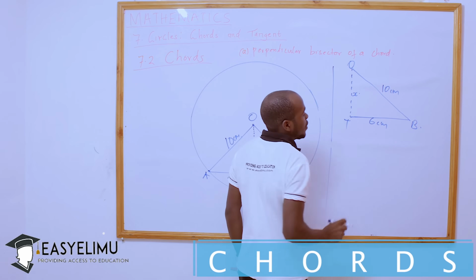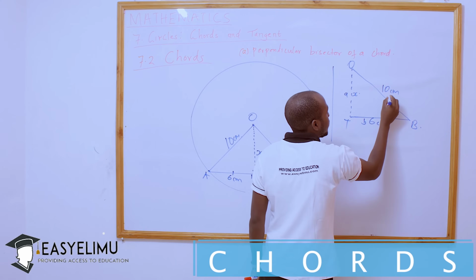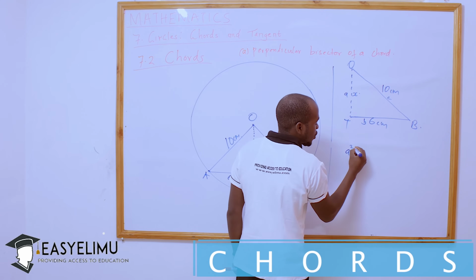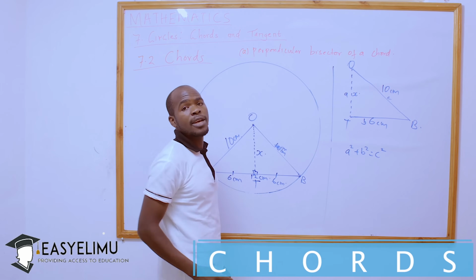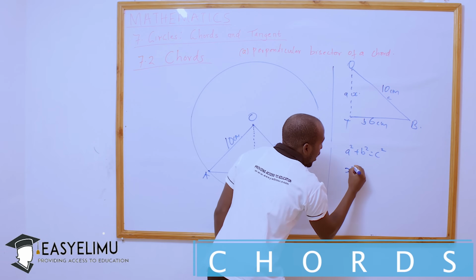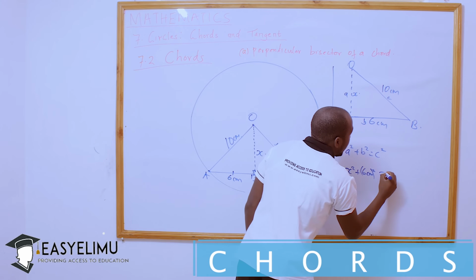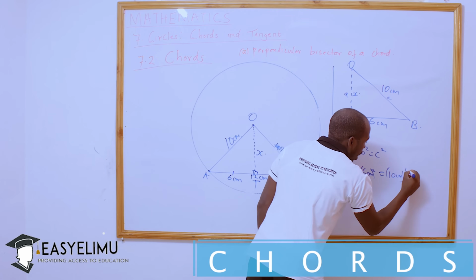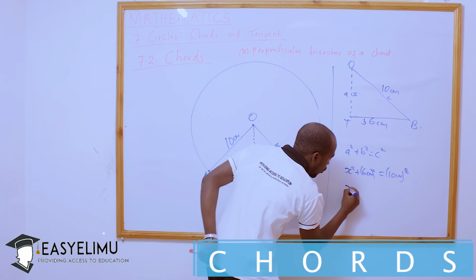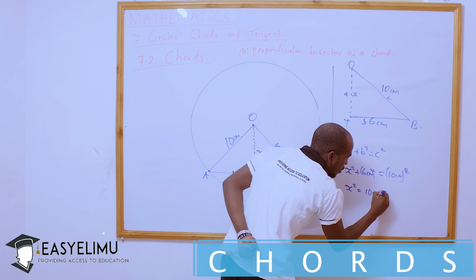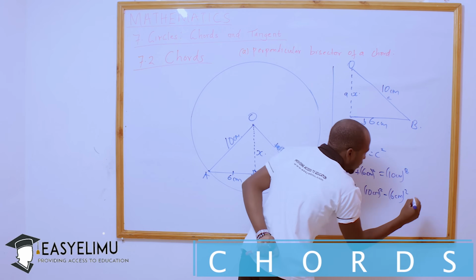So on finding x, we know from Pythagoras theorem, if we are told this was A, this one B, this C, then A squared plus B squared gives C squared. The same applies here. I will take x squared plus 6 centimeters squared, which will give me 10 centimeters squared, because that is my hypotenuse. So if I need x squared, then I will take 10 centimeters squared minus 6 centimeters squared.